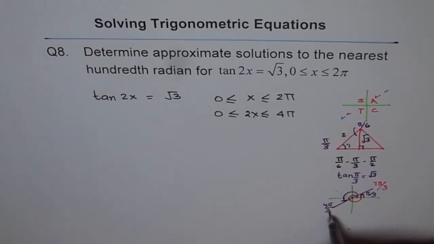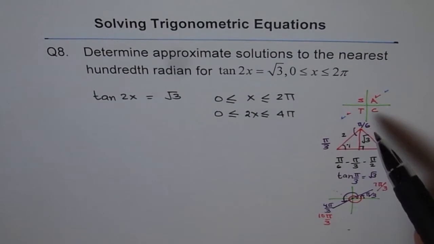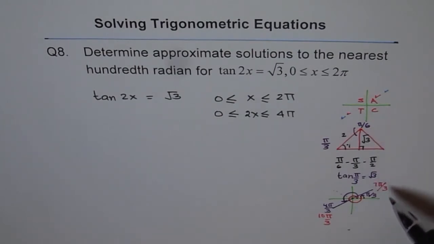So 2 times 3 is 6 and 6 plus 4 is 10. So the next one will be 10 pi by 3. So that is how you get all your angles, correct? So that is the solution which I have given you on the right hand side. So basically I'm trying to explain to you how to visualize and get the solution, correct? Now I'll give you the algebraic solution here.